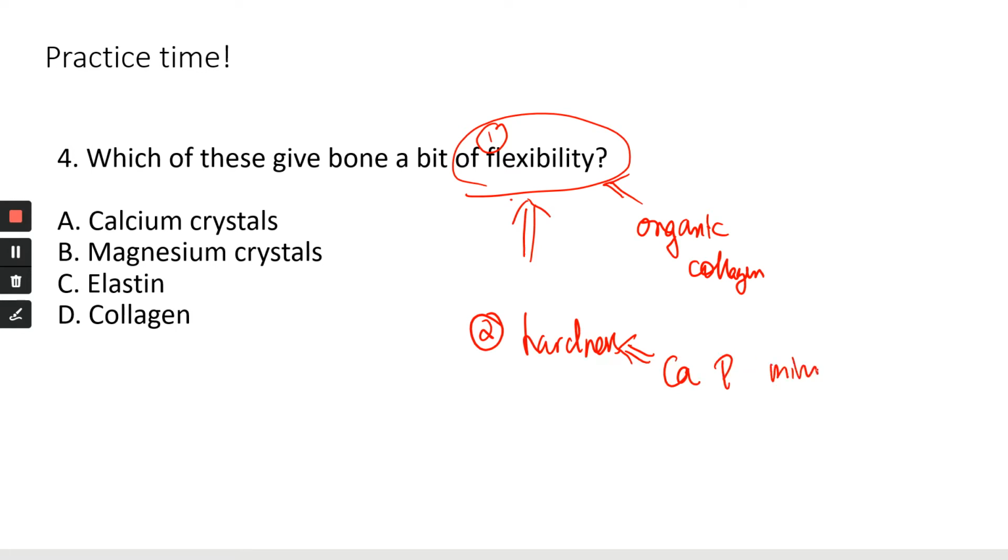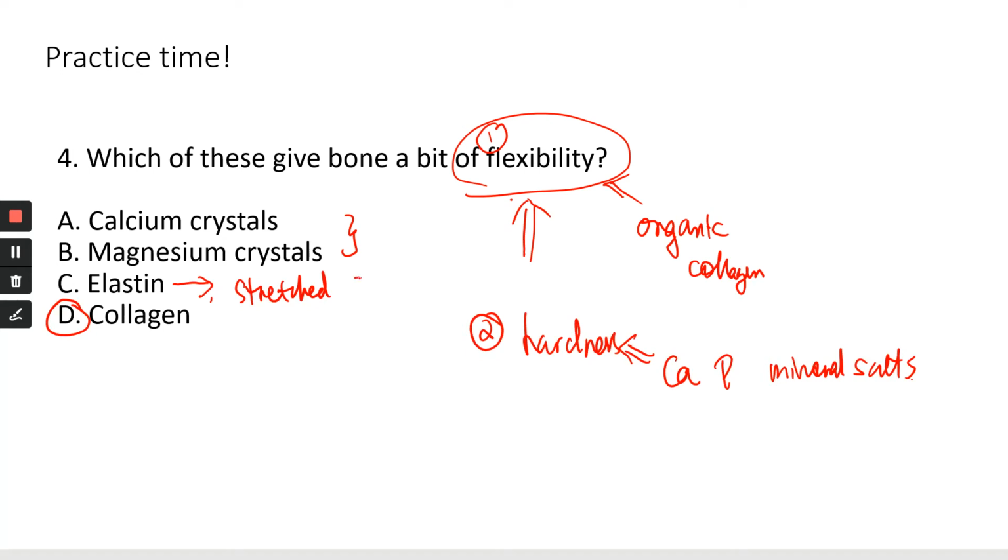So flexibility, that's going to be collagen. These are all mineral salts: calcium, magnesium. Elastin is also a type of protein fiber, just like collagen. It's smaller than collagen. It's usually found in organs that need to be stretched and need to recoil back.